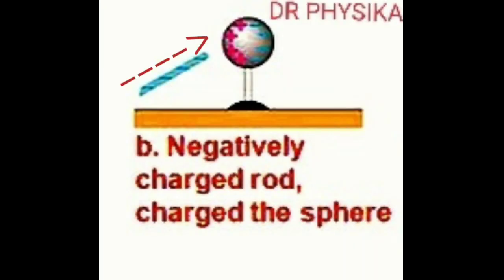In figure B, a negatively charged plastic rod is brought close to the sphere. The free electrons of the sphere move away from the rod because of repulsion and go to the other part of the sphere. Consequently, the part of the sphere close to the rod becomes positively charged due to the deficiency of electrons in that region.